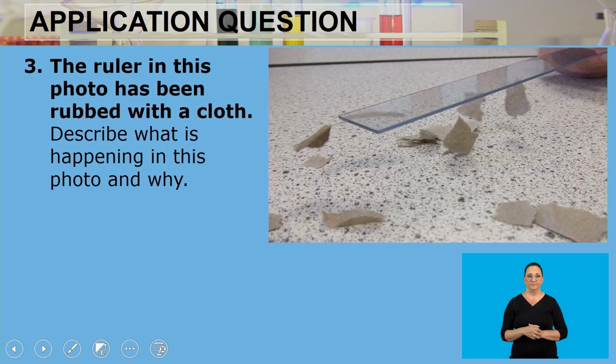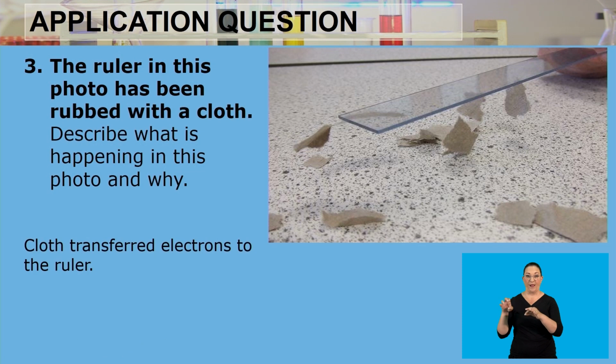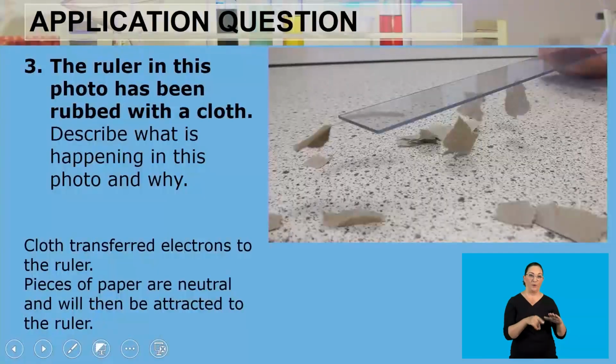So firstly, we know that the cloth will transfer electrons to the ruler. As they are rubbing each other, there's going to be friction. During that friction, the cloth is going to transfer its electrons to the ruler. Because of that, the ruler will then be negatively charged, or will have more negative charges on it. So the overall charge of the ruler is going to be negative.